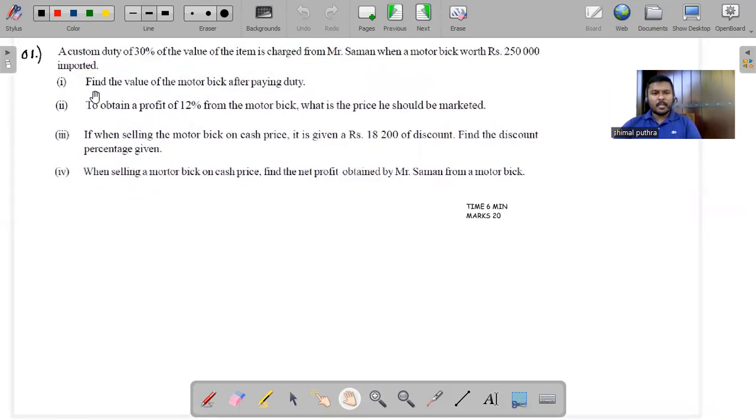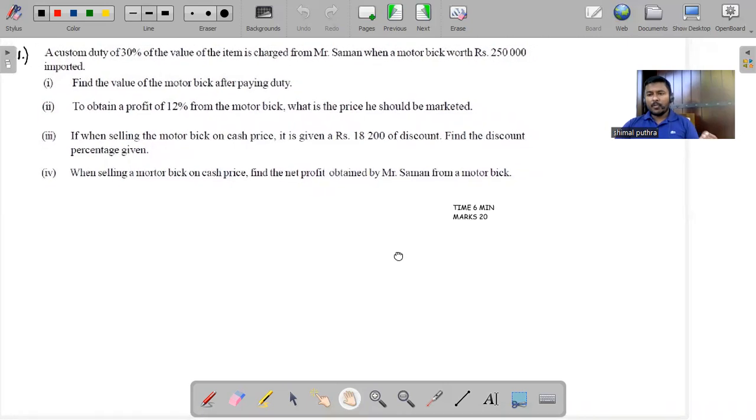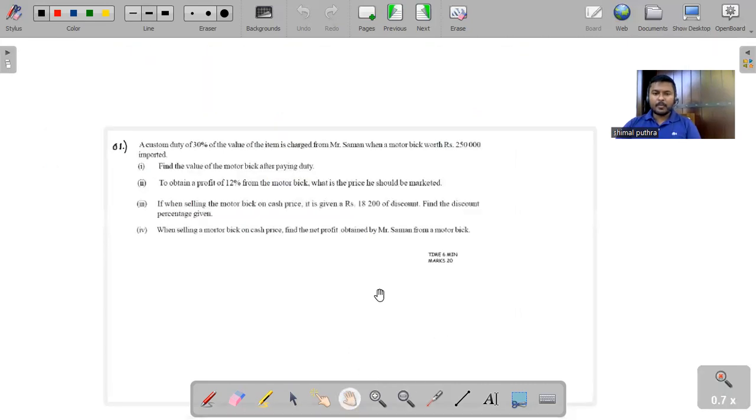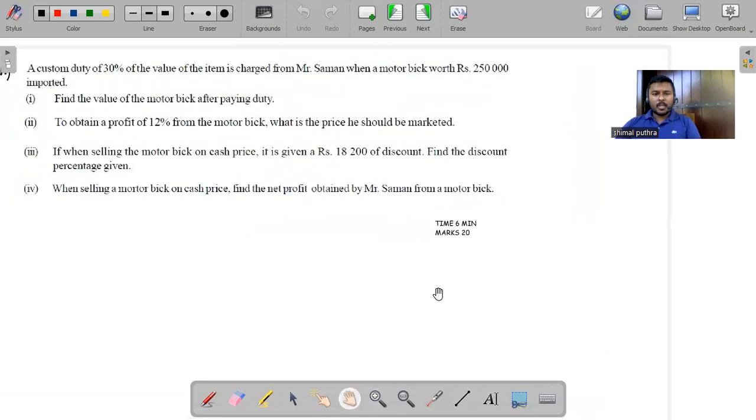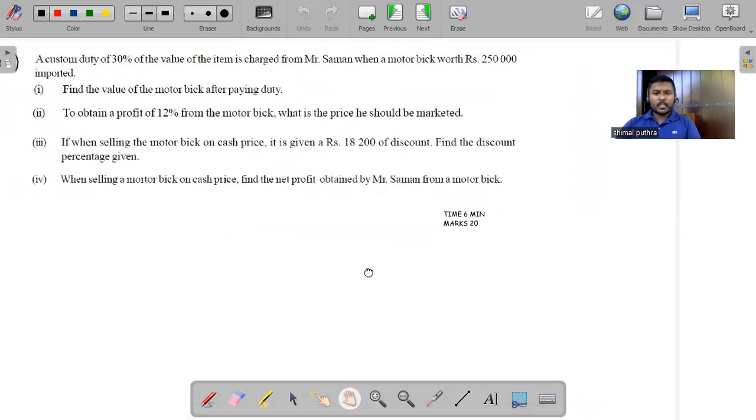Question number 1. A customs duty of 30% of the value of the item is charged from Mr. Saman when a motorbike worth 2,50,000 is imported. We discussed in the previous video that if we want to import something to Sri Lanka, we have to pay some tax amount to the Sri Lankan government. That means the customs duty. So in this case, a motorbike has been imported to Sri Lanka.